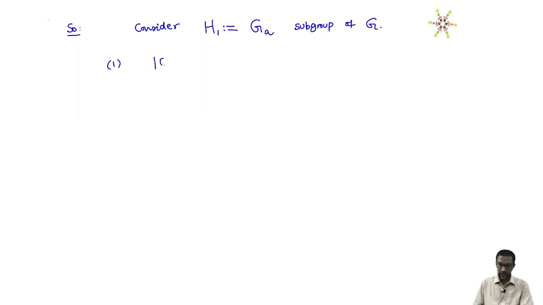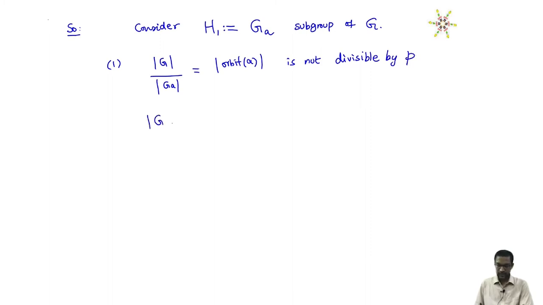Let me figure out some facts about it. First thing I know is that the cardinality of G divided by the cardinality of GA is the cardinality of the orbit, which is not divisible by P. That was our assumption. Okay, so now what does that mean? Let's write the cardinality of G as P to the D times M. Cardinality of GA will be some power of prime P to the D prime times some number M prime. D prime could be zero as well. M prime is some number which is one or more.